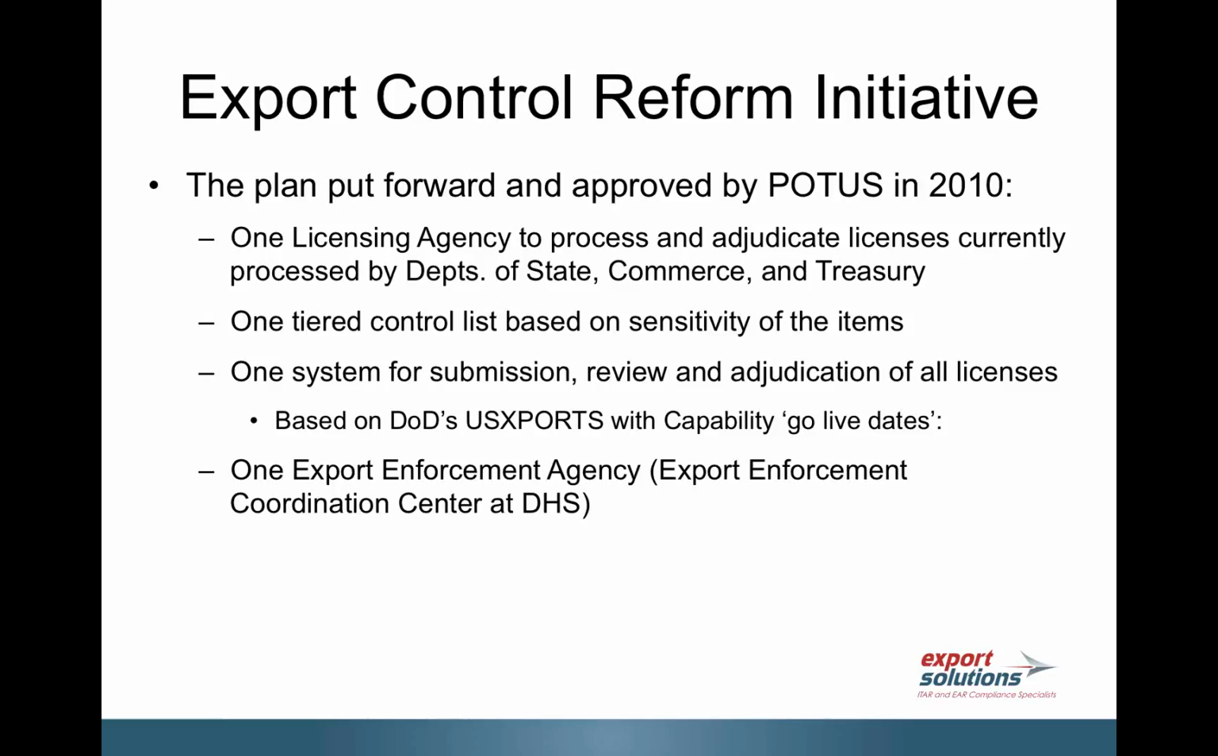The ultimate goal, we're not there yet, is to have one licensing agency to process and adjudicate all licenses that are currently processed by the Departments of State, Commerce, and Treasury. So at some point, it's going to be one ring to rule them all. It's probably going to be maybe another 10-year process to get there. The idea is also to have a one-tiered control list based on the sensitivity of the items, and to have one system for submission, review and adjudication of licenses.